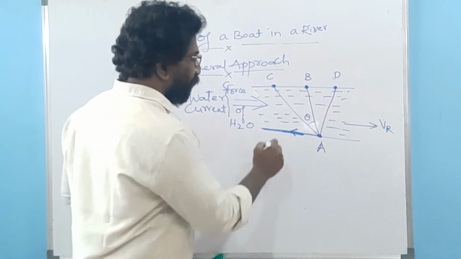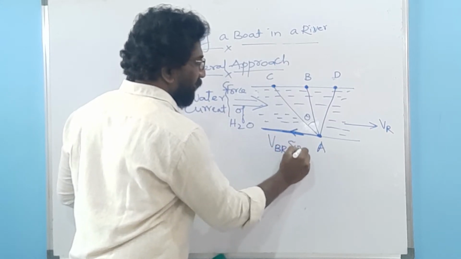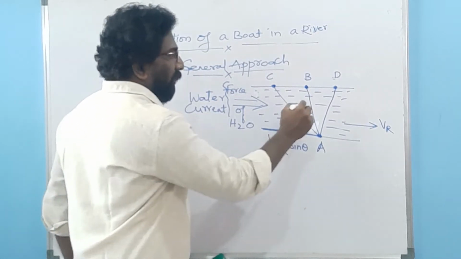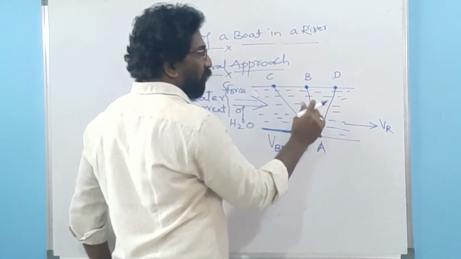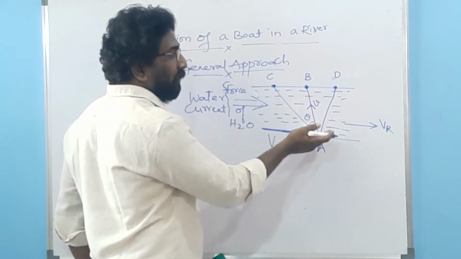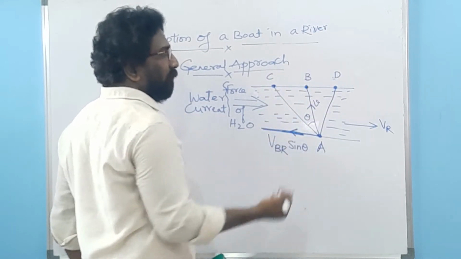Let it be VBR sin theta, and let this be my actual velocity v. Actual velocity means that since I want to reach from point A to point B, let it be my actual velocity or resultant velocity.